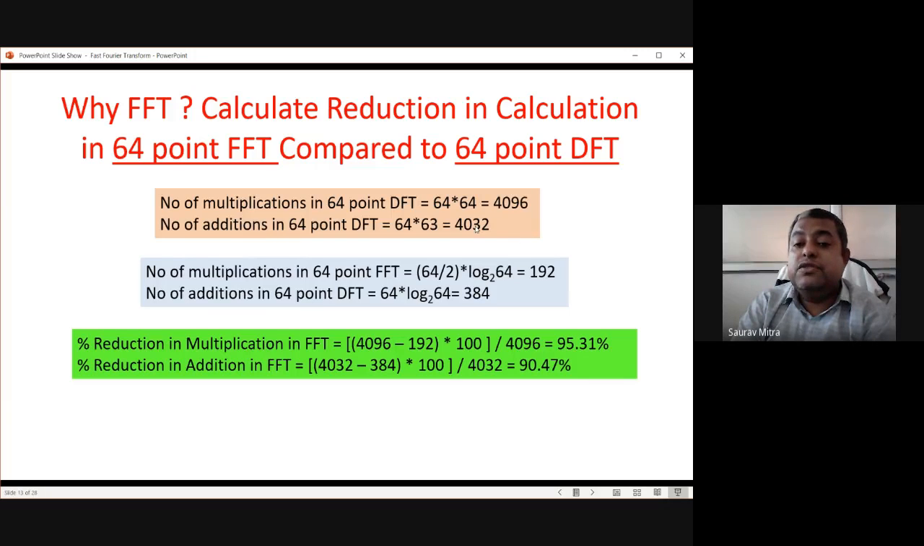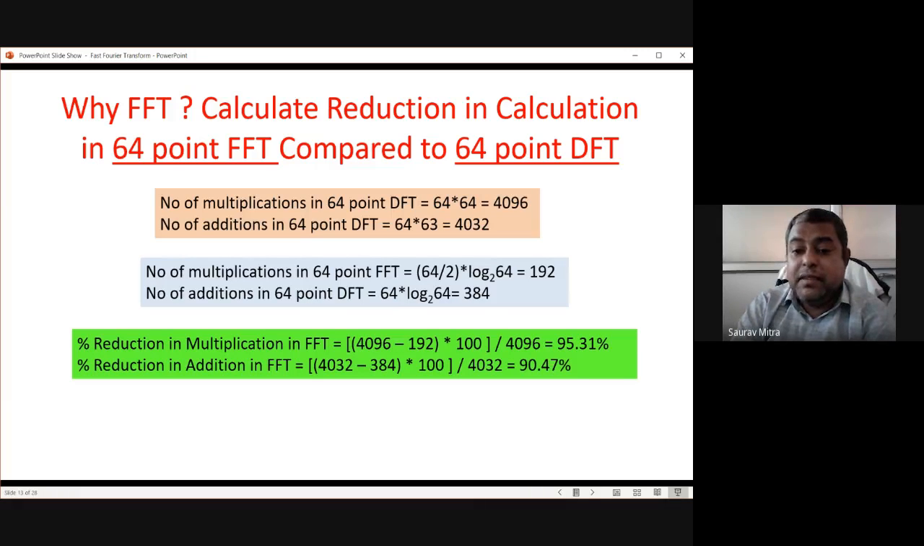DFT was giving the result with 4032 additions. FFT is giving the result with 384 additions. So how much is saved? 4032 minus 384 is the amount of saving in addition. 4096 minus 192 is the amount of saving in multiplication. And if you put it in percentage format, you find that 95.3% of multiplication energy, or the number of multiplications, is saved in FFT compared to DFT. In the same way, calculation shows that 90.47% of addition energy is saved in FFT compared to DFT.